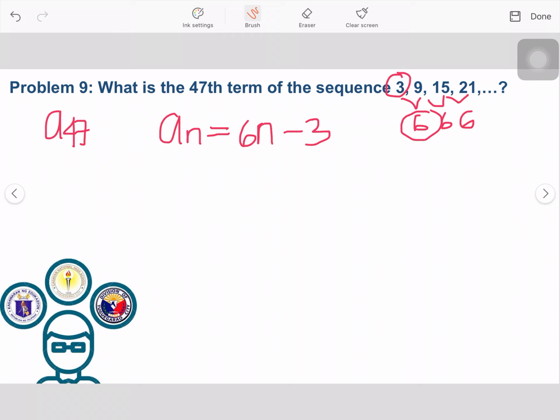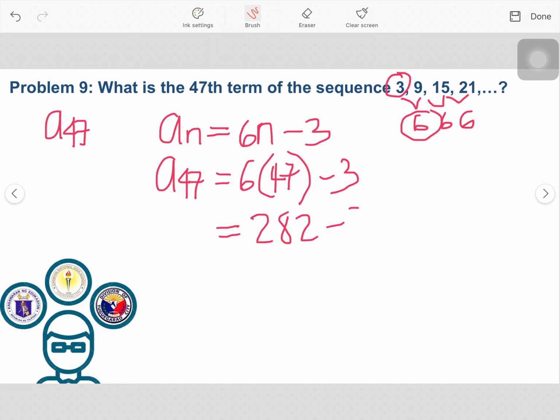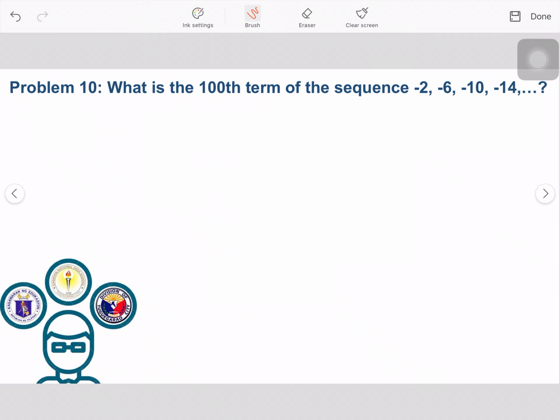So I'm now ready to look for a sub 47. So I replace n with 47. So a 47 is equal to 6 times 47 minus 3. And 6 times 47 is actually equal to 282 minus 3. So 282 minus 3 will give us an answer of 279. Therefore, the 47th term of this particular sequence is 279.